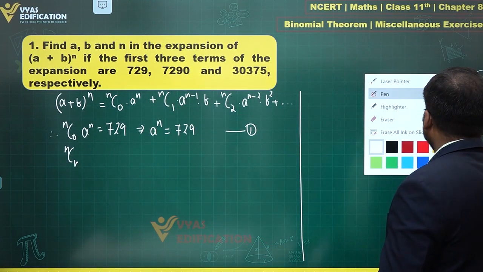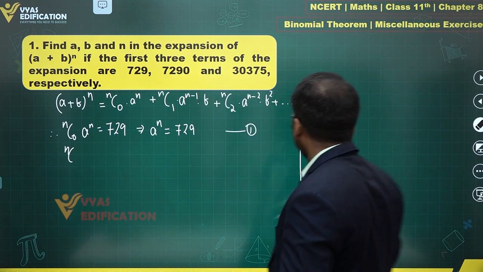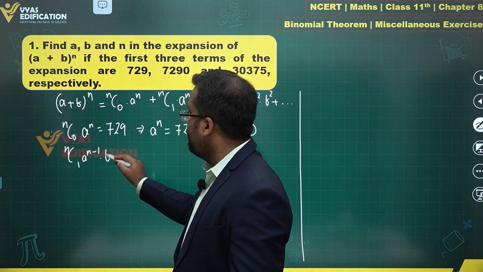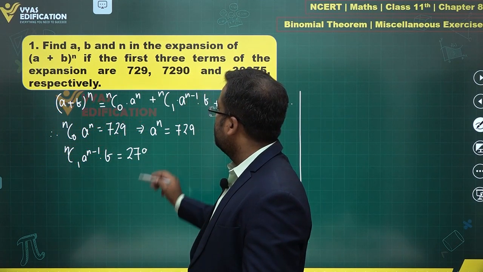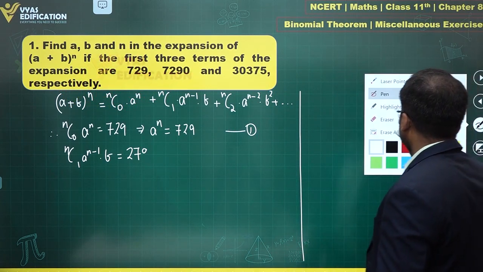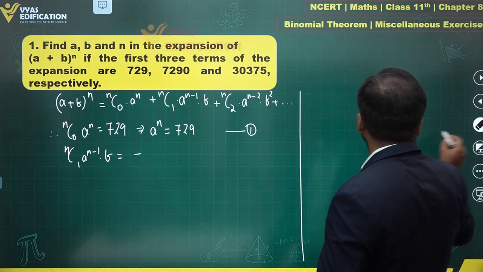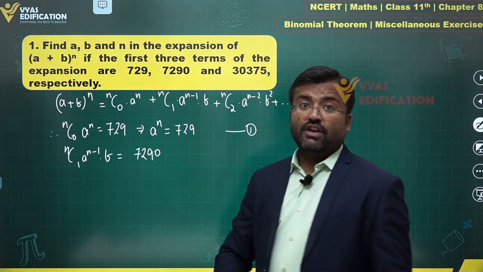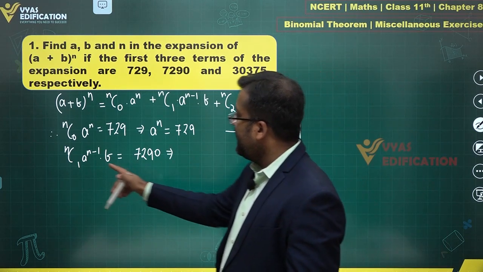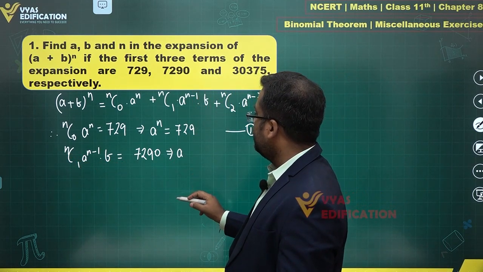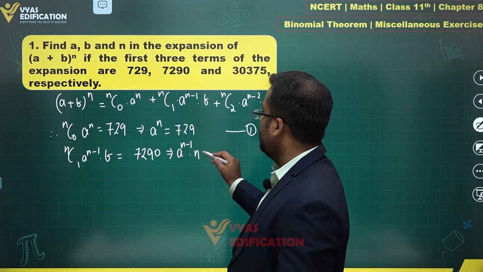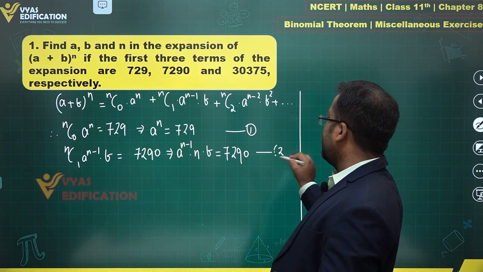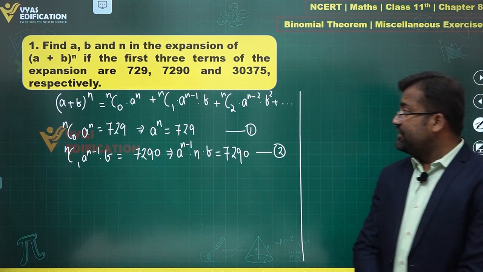nC1 is what we have. Let's focus on this. nC1 a^(n-1) b is equal to 7290. Okay, not 2790, this is 7290. Let's simplify this. nC1 is n, so this is n times a^(n-1) times b equal to 7290, which is the second equation that you have.